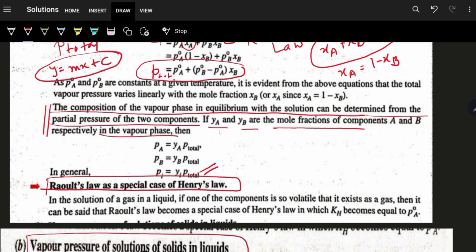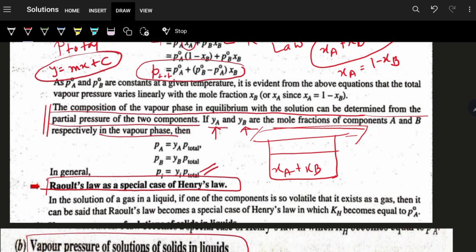the two components. If in the vapor phase the mole fraction of A is Ya and of B is Yb. Again, I am showing the same reference diagram. If the mole fraction in the solution of A is Xa and of B is Xb, then in the vapor phase the mole fraction of the vapors of A is Ya and of B is Yb, then we can say that Pa is equal to Ya into P total.